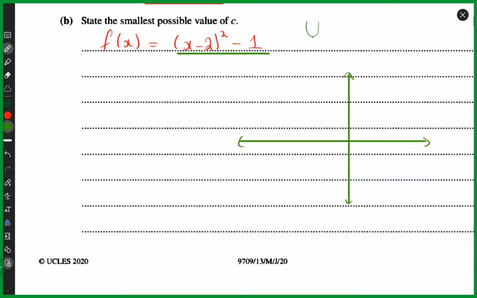2 minus 1. Very well done. Excellent. Very good. Both of you. This is 2.